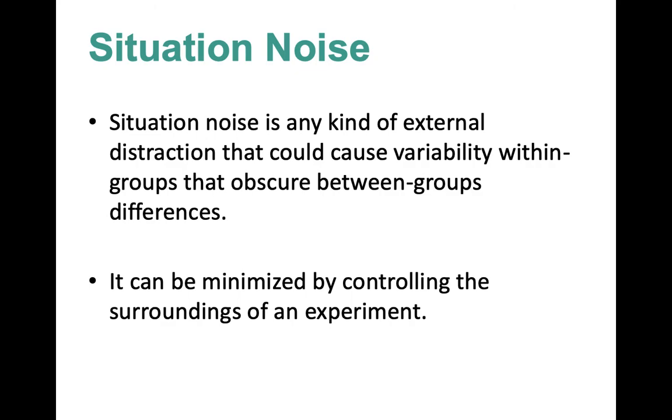What else can cause within group variability? Situation noise would be another thing. These would be external distractions of any kind that obscure the between group differences and cause variability within groups. This could be anything that would be a distraction. It could be sights or smells or sounds, and it distracts participants from completing whatever the dependent measure is. It ends up adding unsystematic variability to each group. So that can be minimized by controlling the surroundings of an experiment.